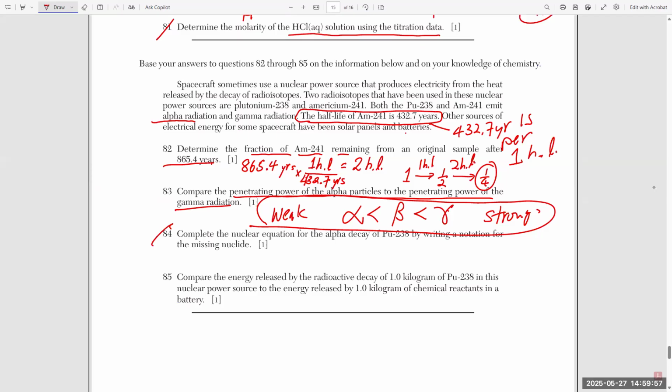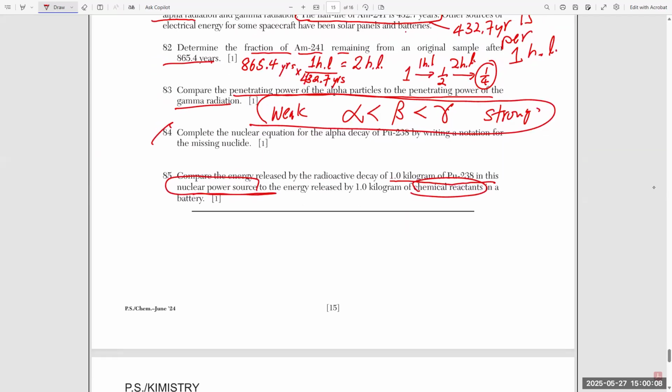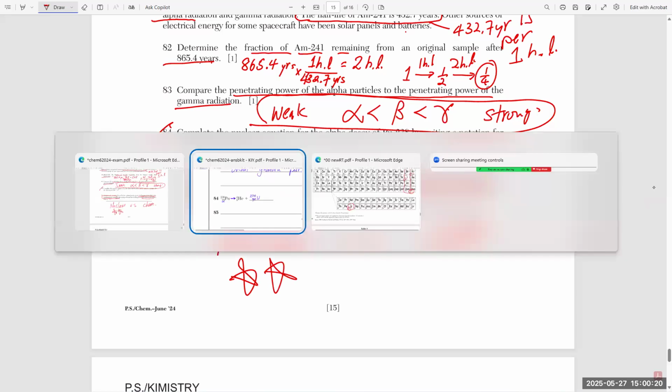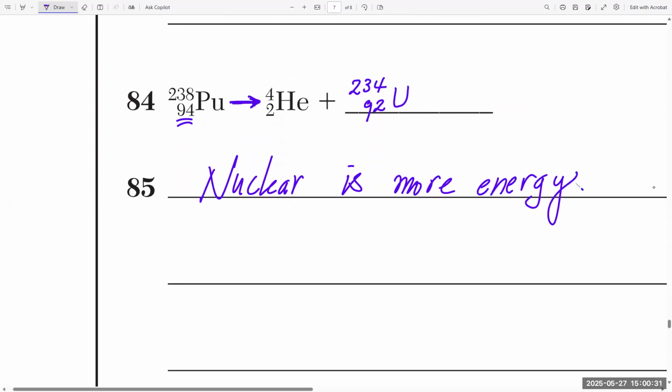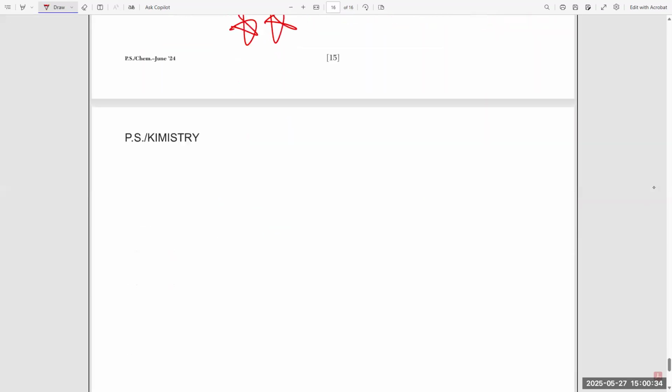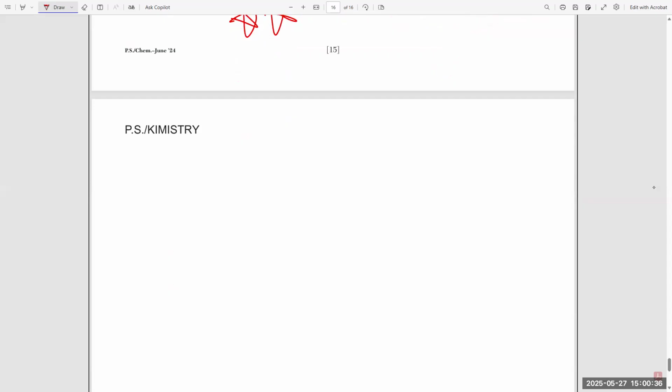Number 85. Compare the energy released by radioactive decay of 1 kilogram of plutonium in this nuclear power source to the energy released by 1 kilogram of chemical reactants. Okay. All right. Do I even have to explain this? Nuclear versus chemical. Which is more destructive, right? So that's it. Nuclear is more energy. That's literally all you have to say. Okay? And that's it. That's how easy this section is.